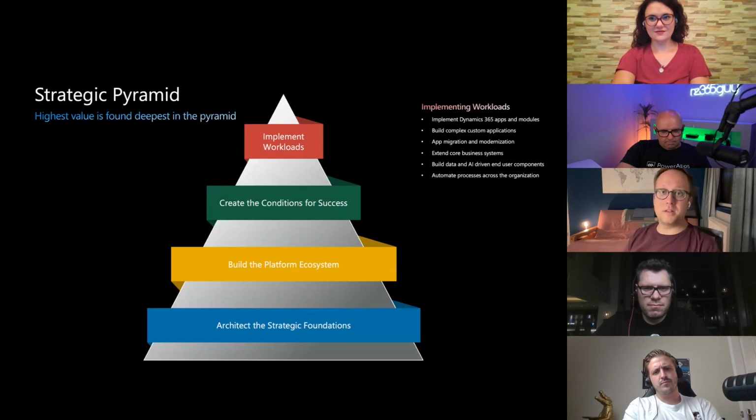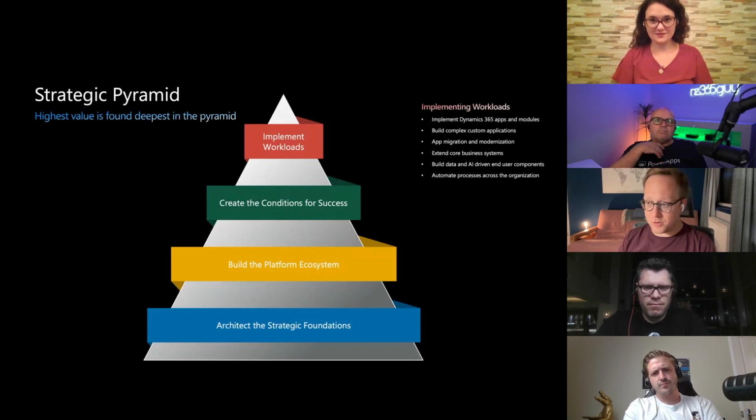Building complex custom applications. So that might be a traditionally developed app, or that might be something that you build with Power Platform. Migrating and modernizing legacy apps, extending core business systems, building data and AI-driven end-user components. So think anything from a simple chart, dashboard, report to a pretty sophisticated AI-driven workload. And then finally, automating processes across the organization.